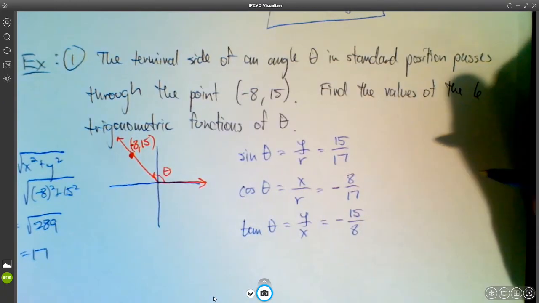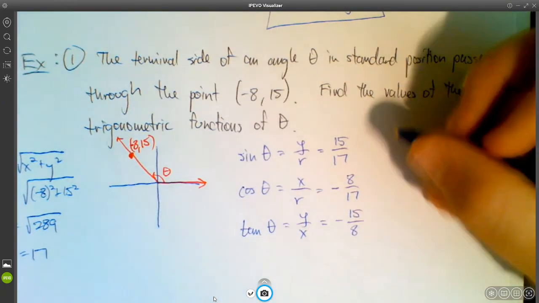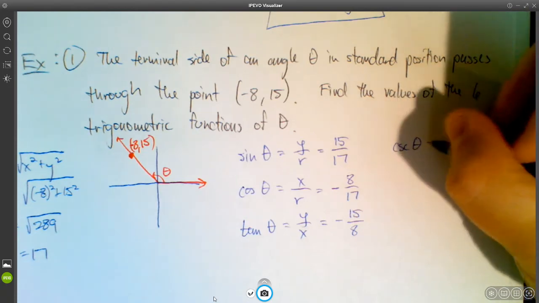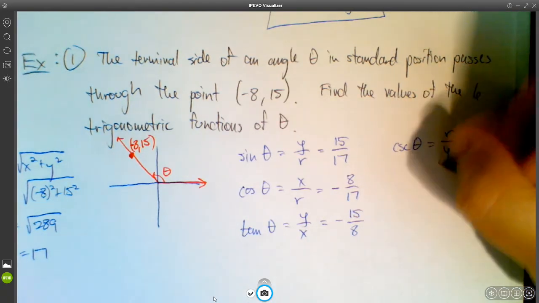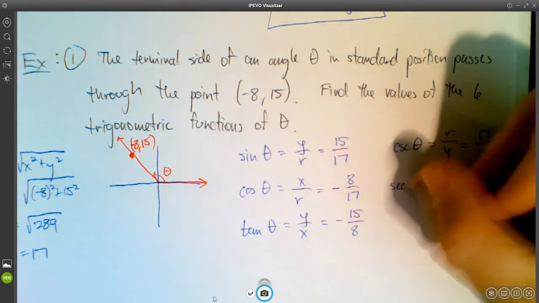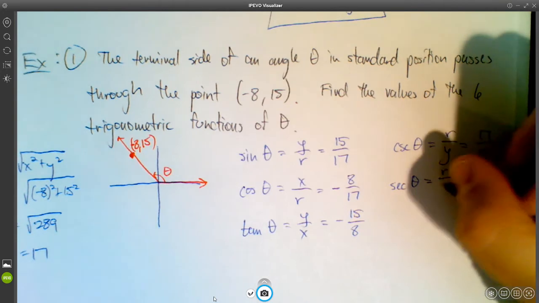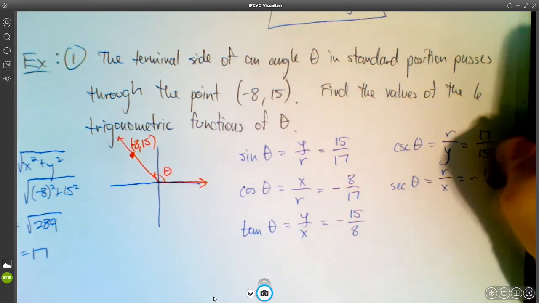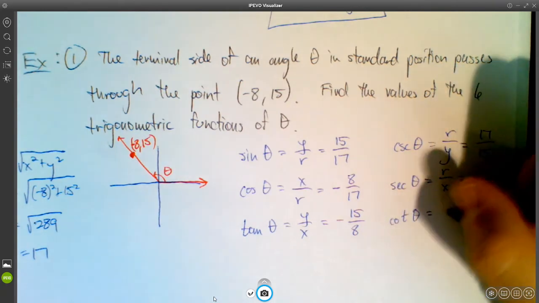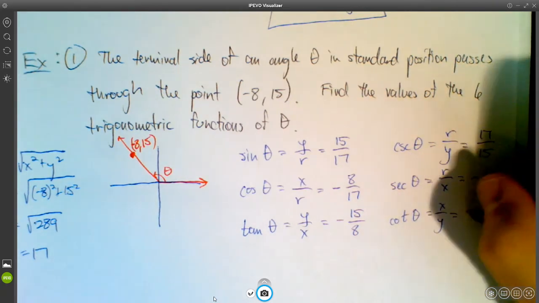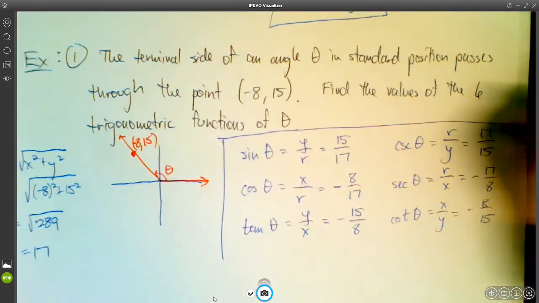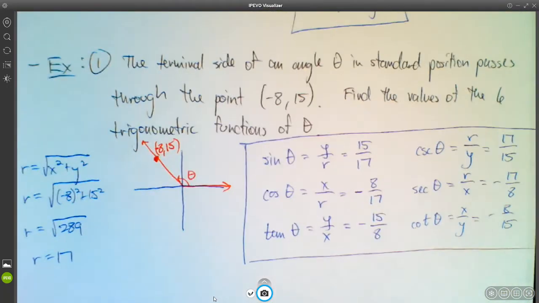Okay? And then we can do the same thing for the reciprocals, right? So the reciprocal of sine is cosecant. That's r over y, so that's 17 over 15. Secant is r over x. That would be -17/8. And cotangent is x over y. So that would be -8/15. And there you go. Those are the 6 trig function values of theta.